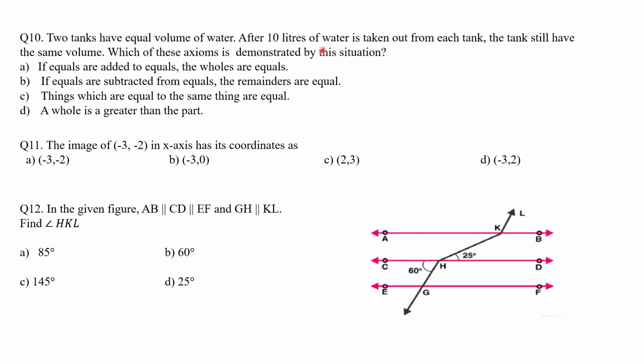So here the water is taken out. It means the water is subtracted, isn't it? So the B option, if equals are subtracted from equals, the remainders are equal. So this is Euclid's axiom.